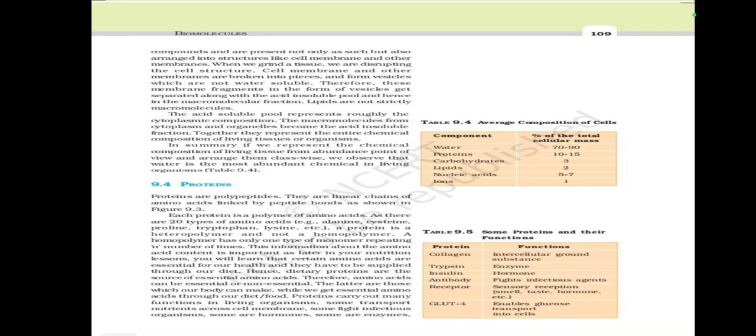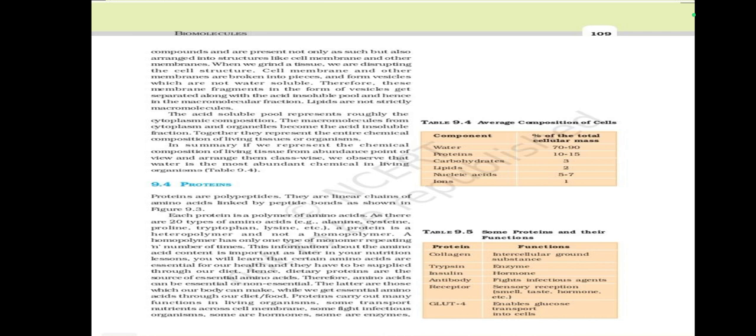This information about amino acid content is important, as later in your nutrition lessons you will learn that certain amino acids are essential for our health and have to be supplied through our diet. Hence, dietary proteins are the source of essential amino acids. Therefore, amino acids can be essential or non-essential. The latter are those which our body can make, while we get essential amino acids through our diet.